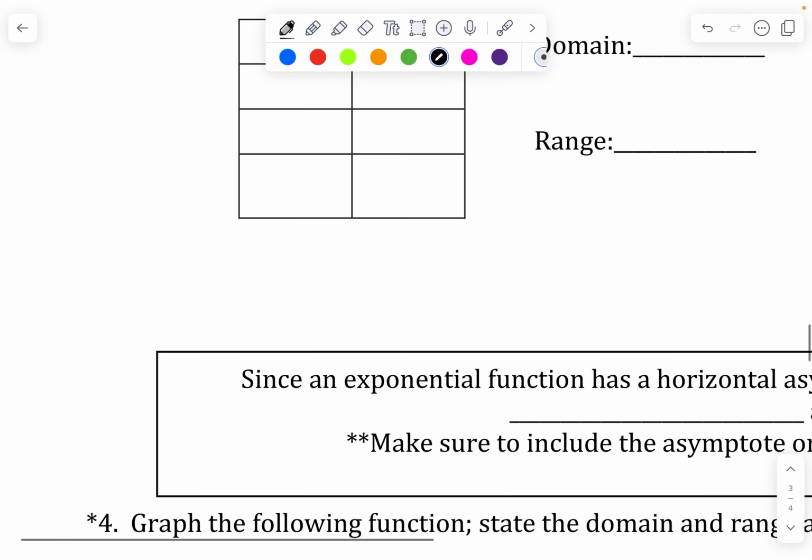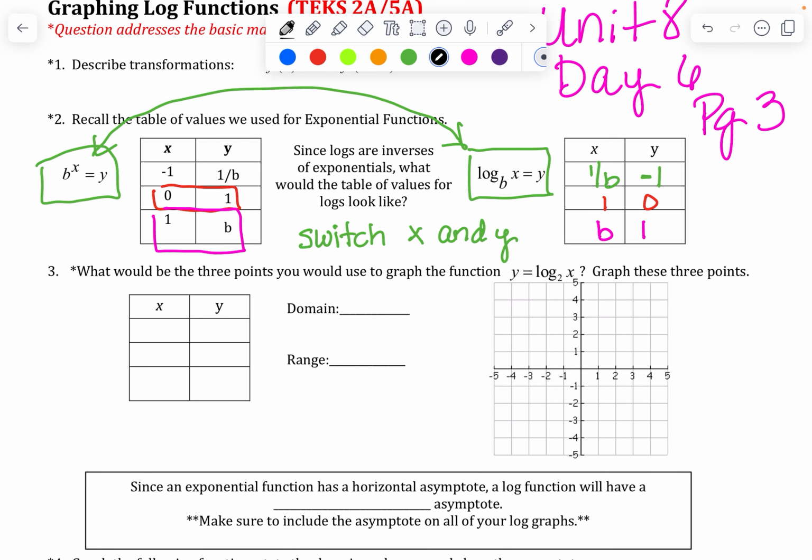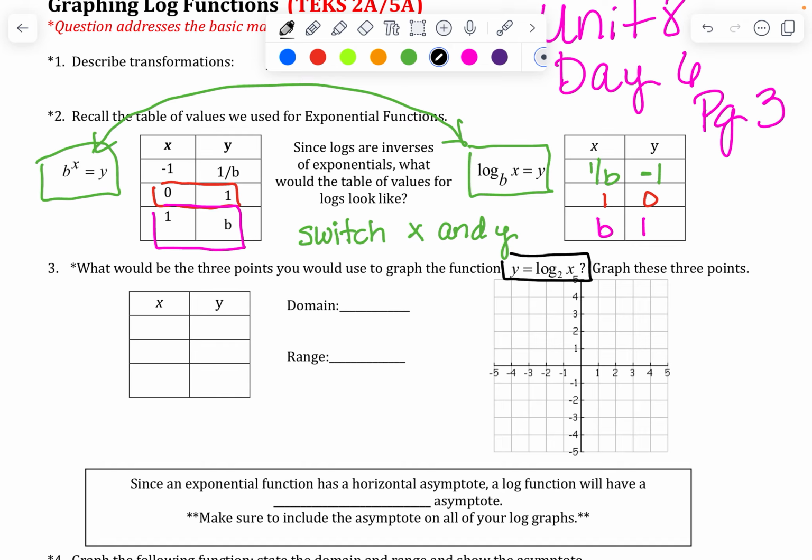Okay, so if I put a -1 in there for my x, I would get a half. If I put the 0 in there, anything with the 0 power is 1. If I put a 1 in there, I get 2. Okay, so I switch those, but I'm going to have to switch it back to put it in this chart. So I'd have 1/2, -1, 1, 0, and then 2, 1. So I can go ahead and graph that, go over to the half, go down -1, 1, 0, and then go over 2, up 1.